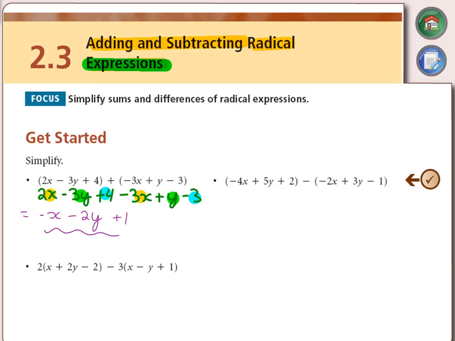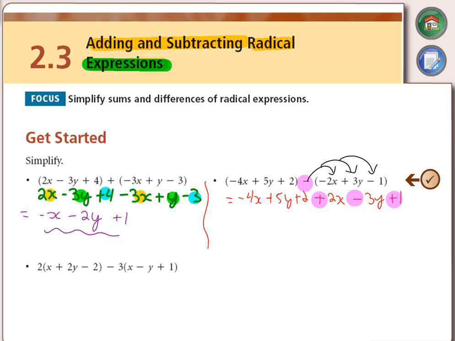Ooh, this one's got a negative happening in between. That's a little bit of a problem that we got to always be wary of. Bring that negative in. Don't forget to do that. Okay, so let's take our brackets out. Negative 4x plus 5y plus 2 plus 2x now minus 3y plus 1. That's where the mistakes get made, is forgetting to bring those in and getting the wrong side.